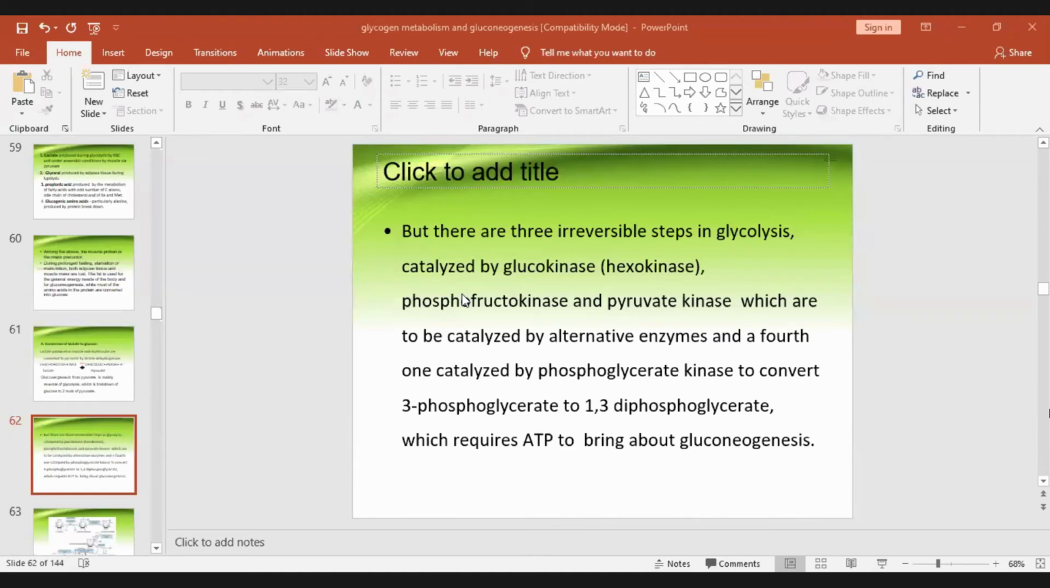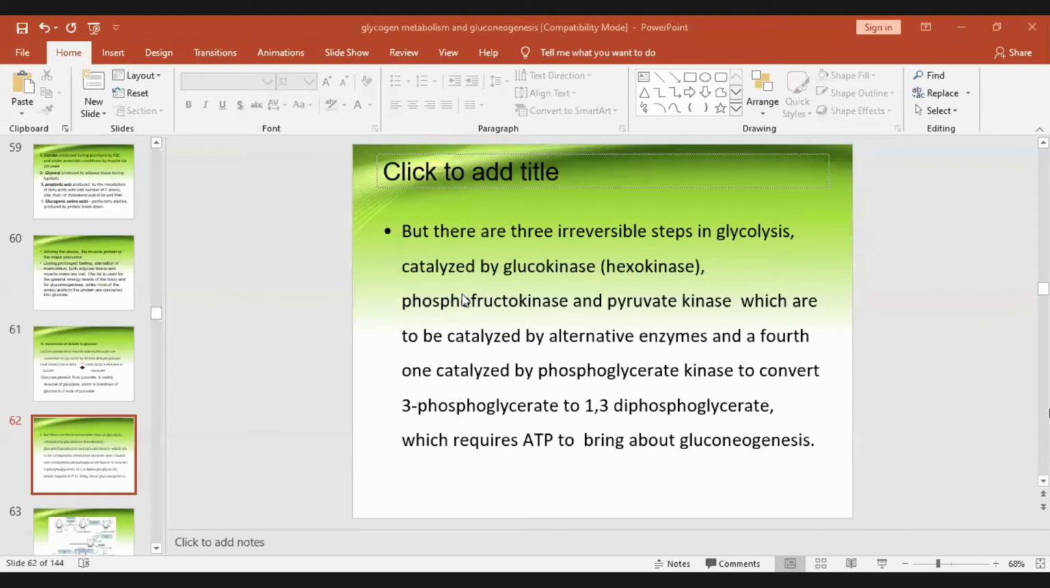And there is also a fourth one, catalyzed by phosphoglycerate kinase, which converts 1,3-diphosphoglycerate to 3-phosphoglycerate. That direction is easy, by hydrolysis, as ATP is generated. But here ATP has to be added, which is an active step that doesn't take place just like that. So it requires ATP and is another step. So there are 4 irreversible steps, in fact. To overcome these irreversible reactions, the liver utilizes 4 enzymes.